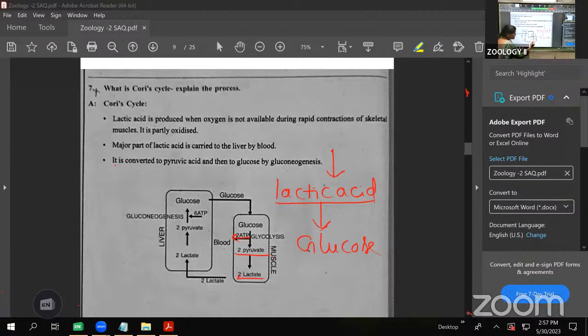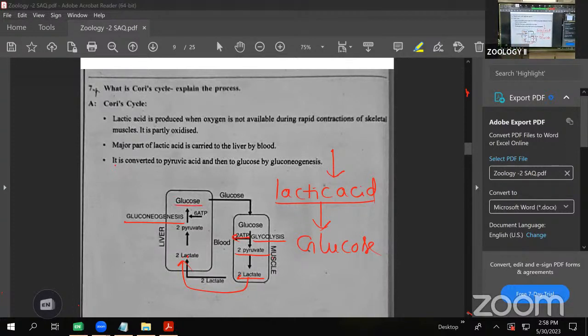This lactate is carried to the liver. Inside the liver, the lactate is first converted into 2 pyruvate. This pyruvate undergoes gluconeogenesis, meaning the formation of glucose. Here the glucose breakdown is called glycolysis and forms pyruvate. Pyruvate is transported as 2 lactate to the liver, and that again forms pyruvate. Pyruvate is formed into glucose.